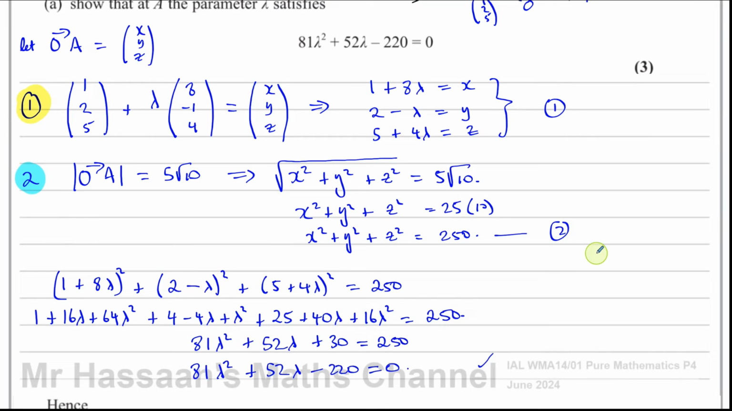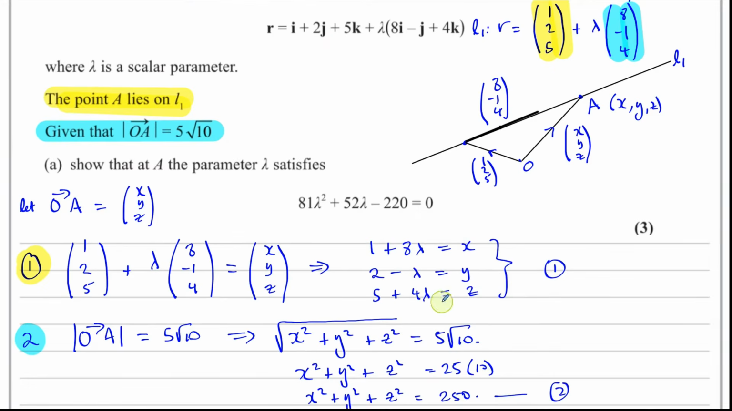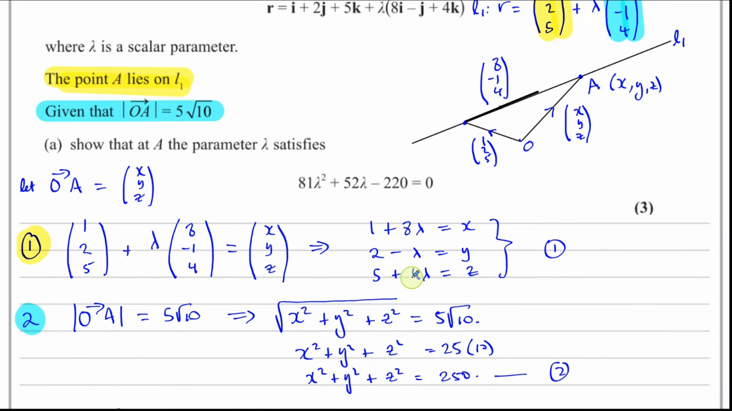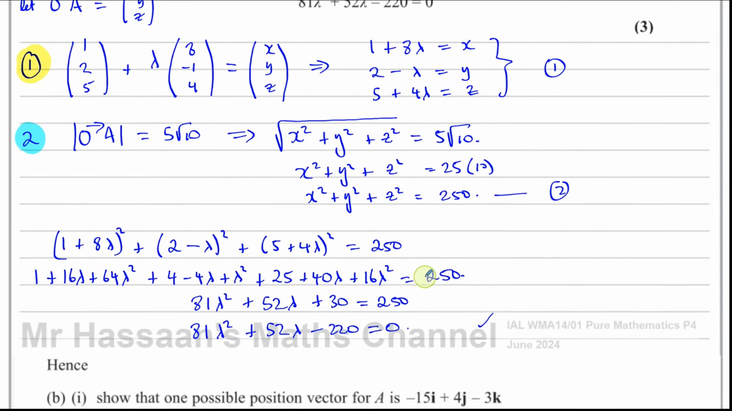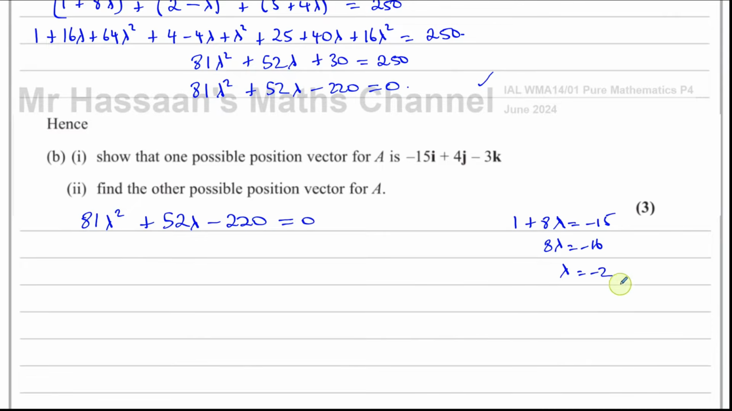Okay, and will lambda equal negative 2 help us here as well? You have 2 minus 2, which is 4. Good, the y component is 4, that's j. And 5 plus 4 times negative 2 is 5 minus 8, which is negative 3. Good, so that works for all three of them. So now we can use this to easily factorize our expression here.